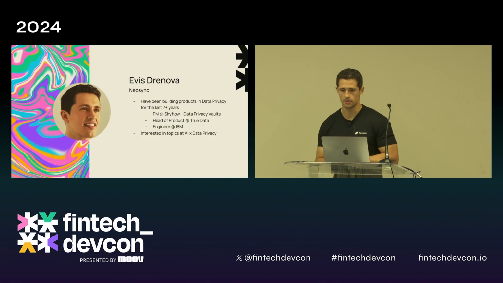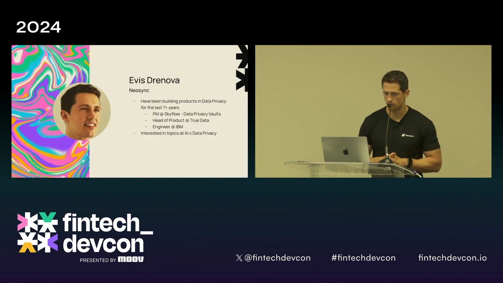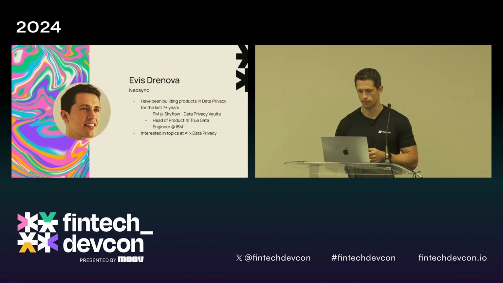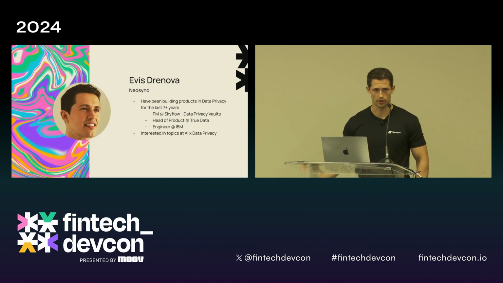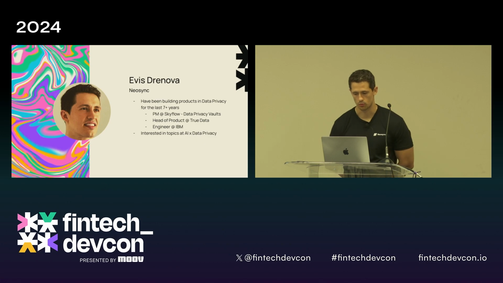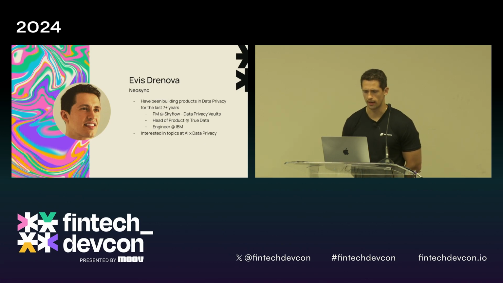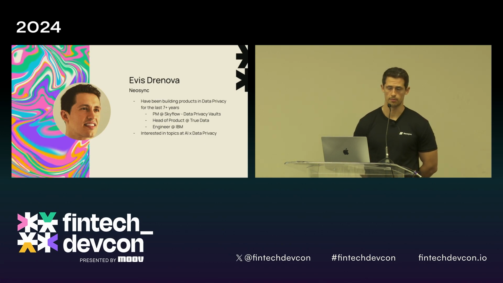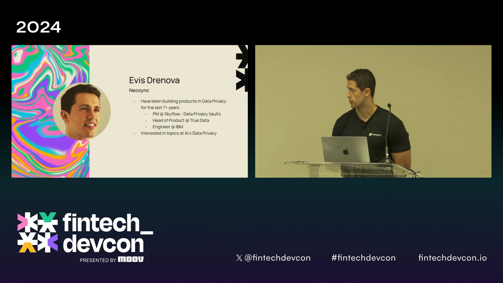So as I mentioned, my name's Evis. I've been building products in data privacy for about the last 7 years. I was actually one of the first PMs at Skyflow, which is another company here at the conference, where we built the data privacy vault. Before that, I was a head of product at a company called True Data, based out of Chicago. We were doing a lot with mobile data for advertising. So data privacy at the time was a really important thing for us.